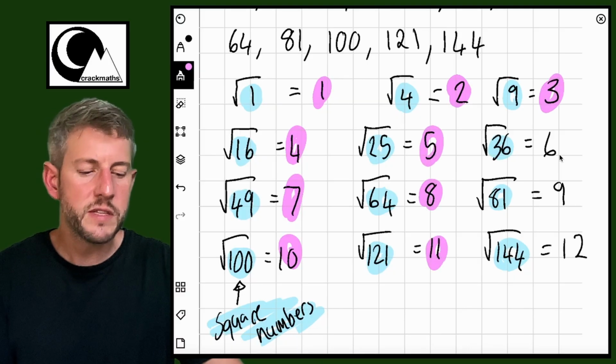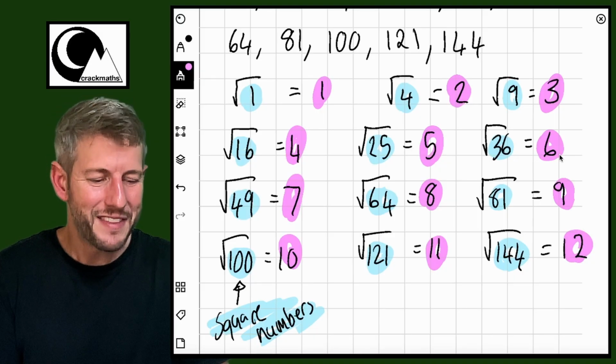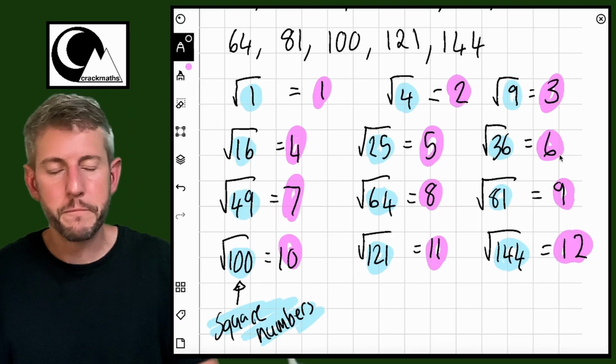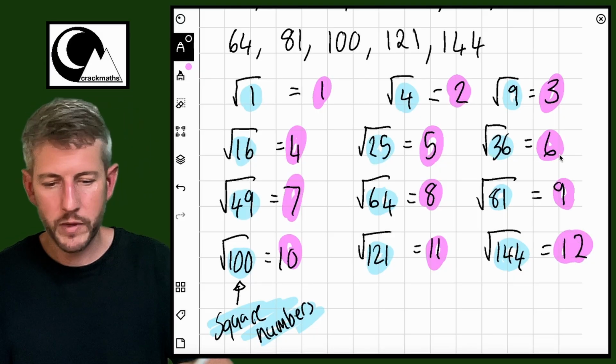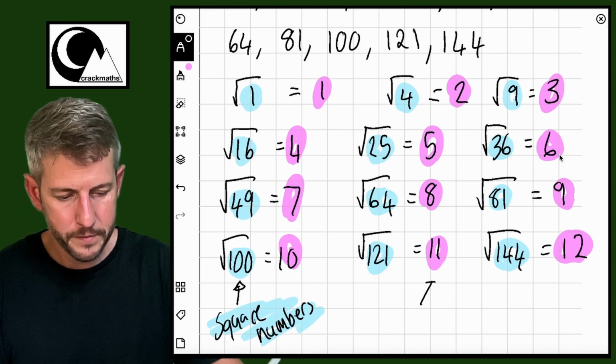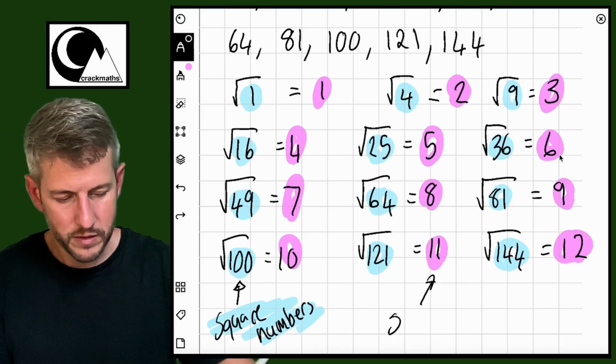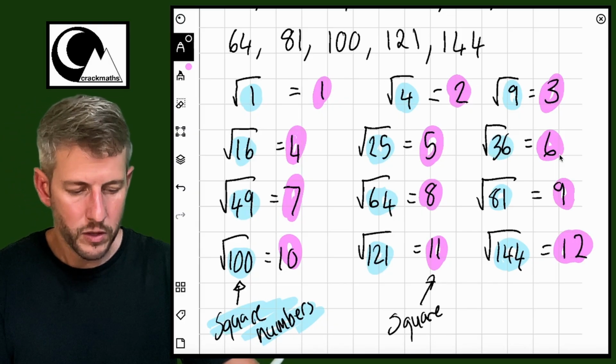They are the numbers that when we square them, so I'm really going over this, these are the numbers that when we square them, give us the square number. So let me write this down. These here are square roots.